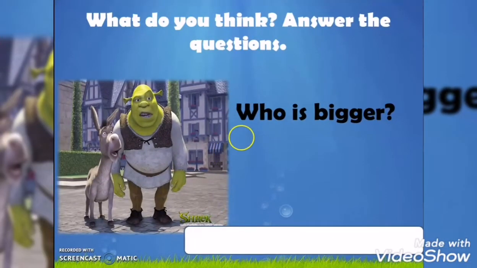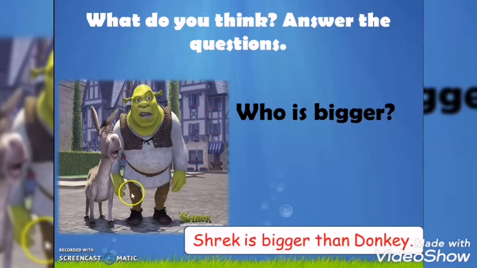Now, who is bigger? Let's look at the picture and tell us who is bigger. Of course, Shrek is bigger than Donkey. Shrek is bigger than Donkey. So, I use the word bigger, I add er for it and then than to compare between two characters.